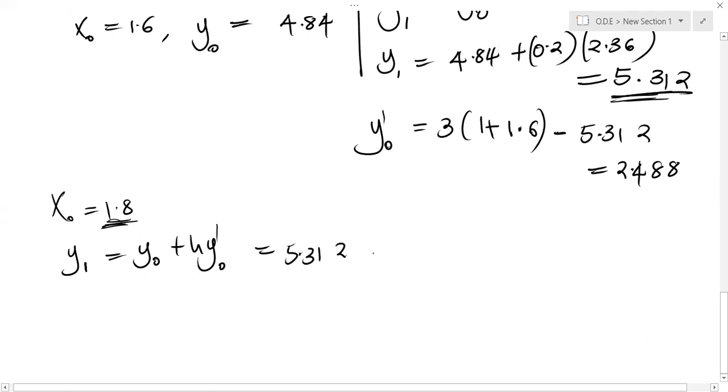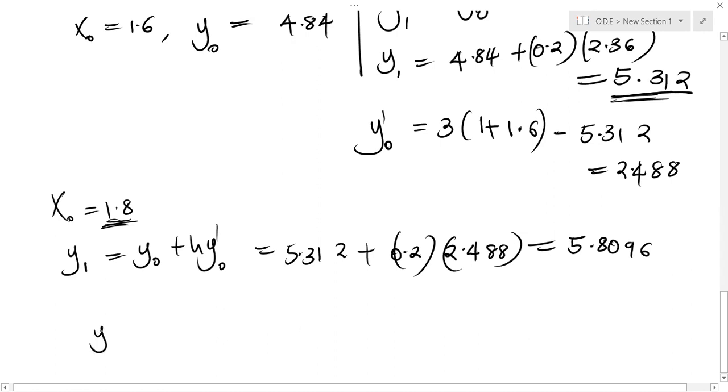So we have 5.312 plus the interval, which is 0.2, multiplied by y prime of 0. Our y prime of 0 for the previous is 2.488. So when you evaluate that, what do you get as your value of y1, guys? You should be able to evaluate this and get 5.8096.